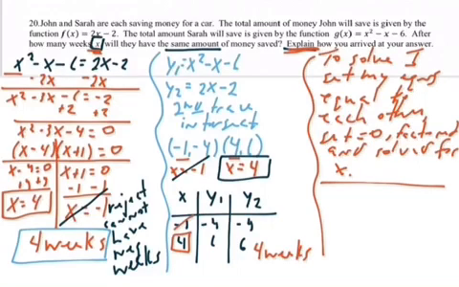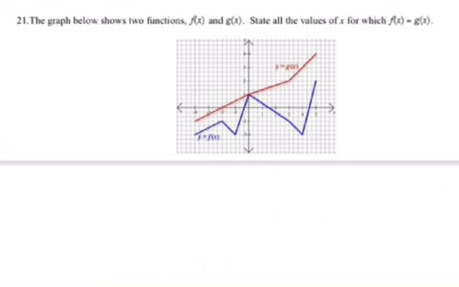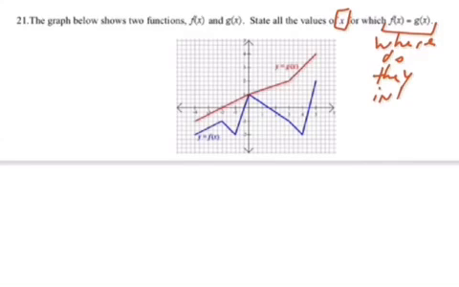And the last question we're going to work on the review sheet is question number 21. Question number 21 is asking you, the graph below shows two functions, f of x and g of x. State all values of x when f of x equals g of x. Now this means where do they intersect? So on your graph, circle that point first. And there is only one intersection point right here.